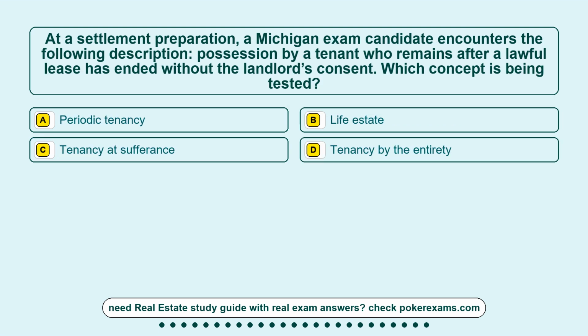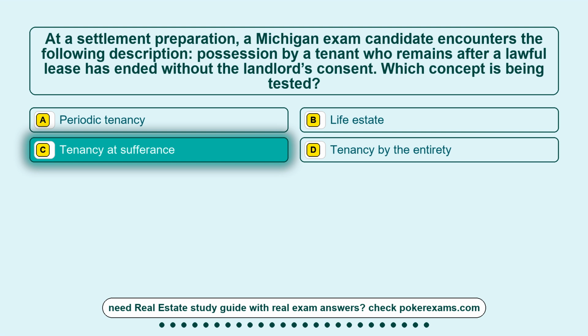Question 24. At a settlement preparation, a Michigan exam candidate encounters the following description: possession by a tenant who remains after a lawful lease has ended without the landlord's consent. Which concept is being tested? Option A, periodic tenancy. Option B, life estate. Option C, tenancy at sufferance. Option D, a tenancy by the entirety. The correct answer is option C, tenancy at sufferance.